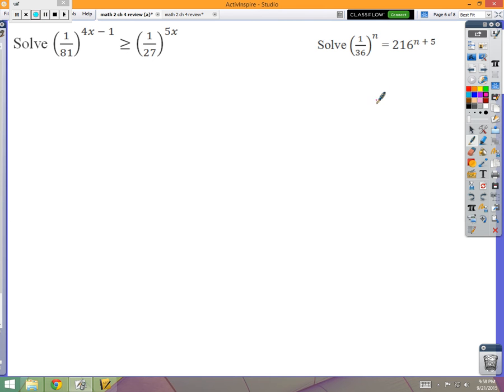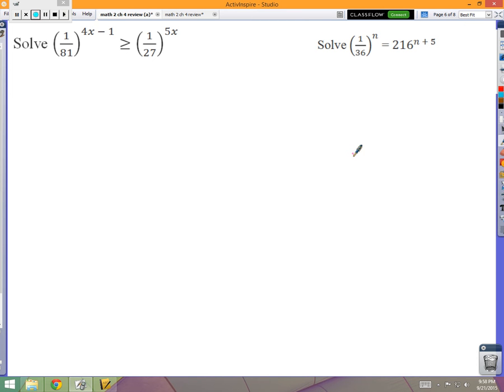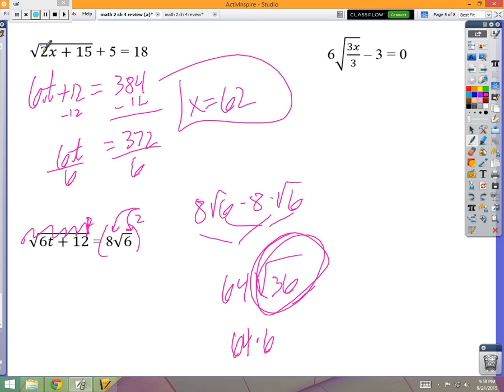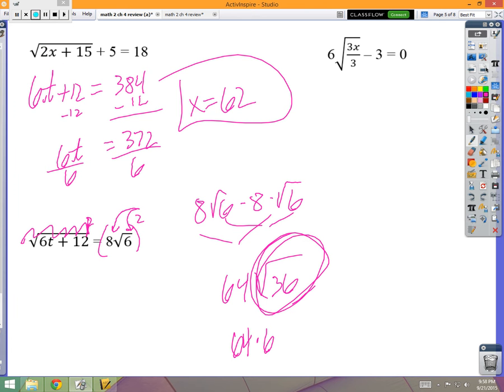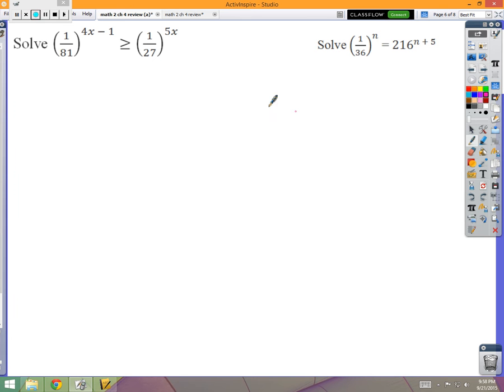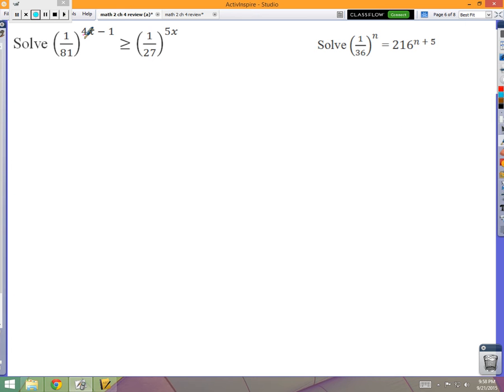Okay, so your equations, but now x is in the exponent spot. So before, x was underneath the radicals, and you got to know how to undo a radical. This one, if x is in the exponent spot, here's what we're going to try and do. We're going to try and make these two bases be the same, because if the bases are the same, then the exponents have to be the same.